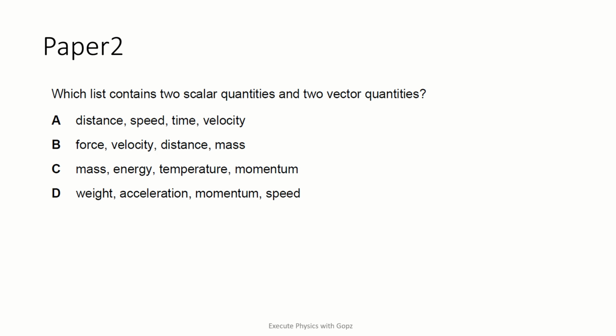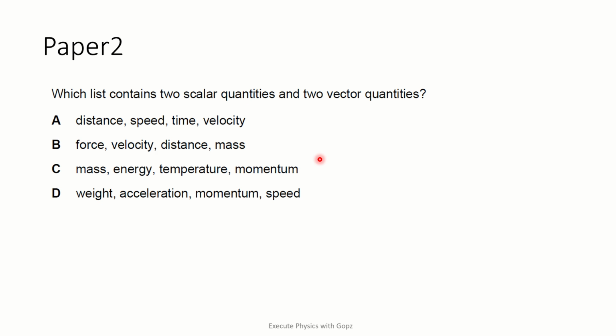First question, which list contains two scalar quantities and two vector quantities? So to understand this, you should first know what is a scalar quantity and what is a vector quantity. So before we go to what is scalar and vector, do you know what is physical quantities?